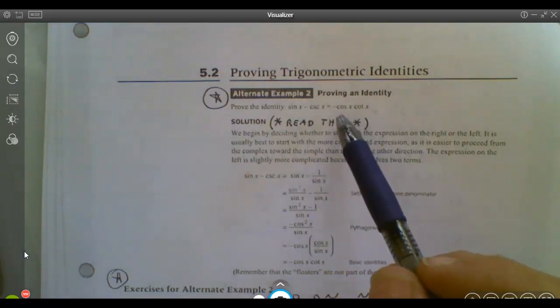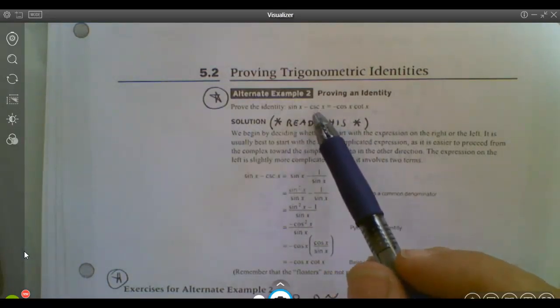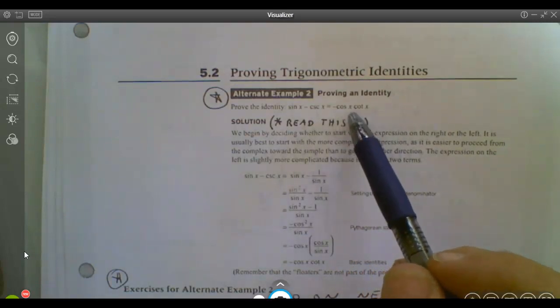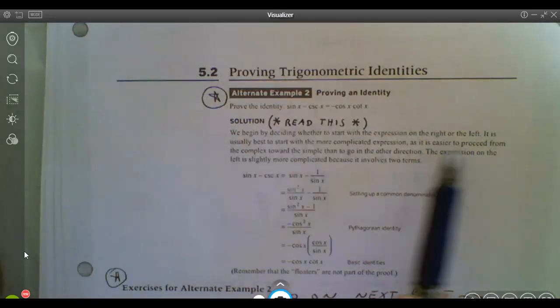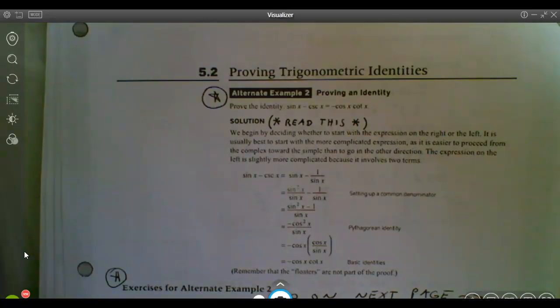They have an equation set up here, and it says sine minus cosecant equals negative cosecant times cotangent, right? So the idea is we're trying to prove that the left side is equal to the right side. That's what we're trying to prove. The strategy for doing this, and this is why I said read this, is that we want to look at which side seems to be more complex. That is the side that we want to start with, and we want to simplify it so that it equals the other side.